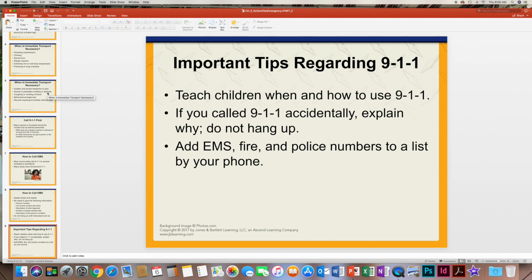Some tips to remember regarding 911. You should teach children when and how to use 911. If you call 911 accidentally, don't hang up. Explain to the operator that you accidentally dialed 911, because if you just hang up, they may try to trace your call and find out, because they think it's an emergency, so you're just wasting their time. You want to make sure you have EMS, fire, and police numbers on your phone.